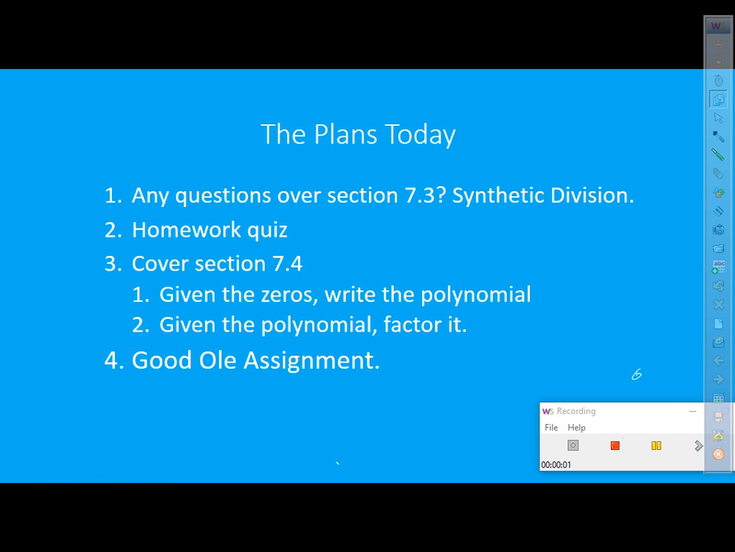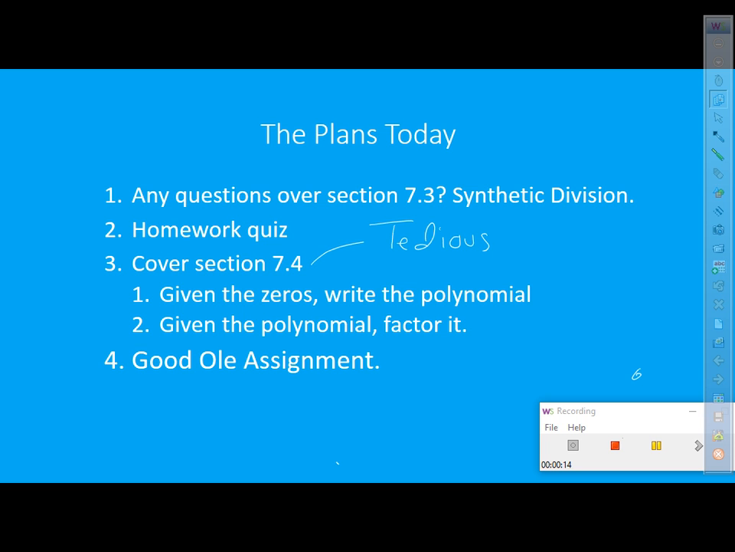Well, hello everybody. Here's what I need to do with you today. I need to cover with you section 7-4. I hate to tell you this, section 7-4 is a little tedious section. There is a lot of multiplication, a lot of foiling that needs to happen today.